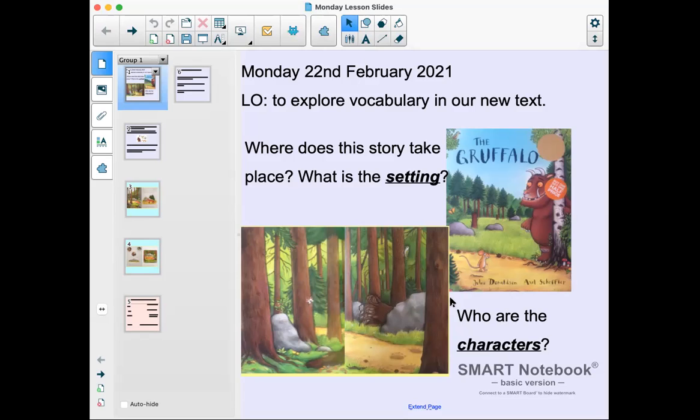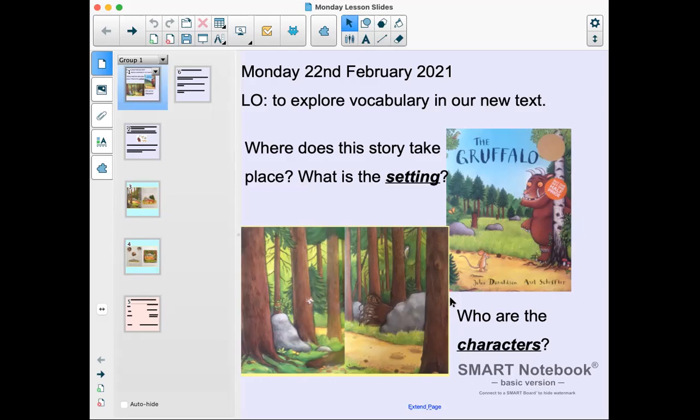So there's two important words that I want us to focus on today. The first is the setting, which means where the story takes place. So it's where and when does the story take place. And the second important word is characters. And I know you definitely know what characters are. That's right, the characters are who or what the story is about.